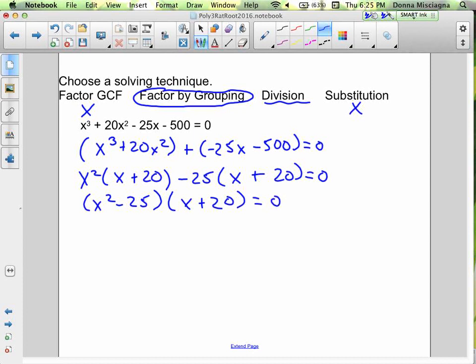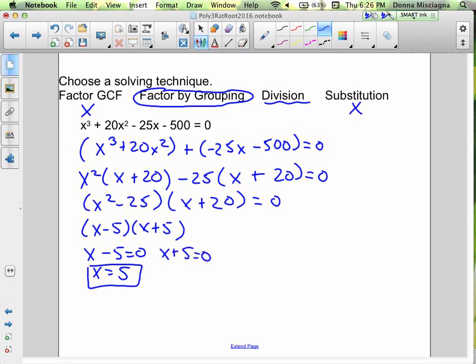And then we can factor here. We have x minus 5, x plus 5, difference of squares. Here, not so much. So let's solve these, and then let's take care of the x plus 20. So x minus 5 equals 0. X is 5 is one solution. There we go. X plus 5 equals 0. X equals negative 5 is our second solution.